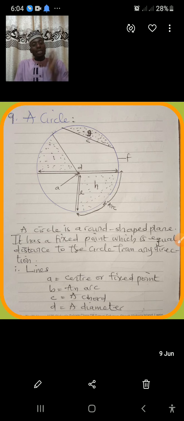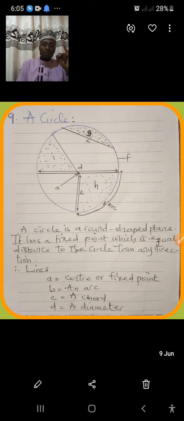Here we are going to be talking about the lines and angles in a circle. What do you mean by a line? You will see. But before that, you know that a circle is a round-shaped plane. It has a fixed point, which is at equal distance to the circle from any direction. The fixed point is the center. The longest part of a circle is the circumference that you use in drawing the circle.